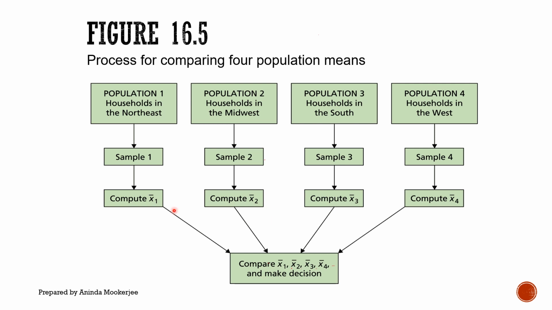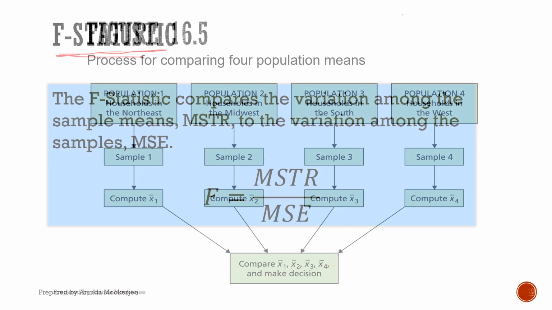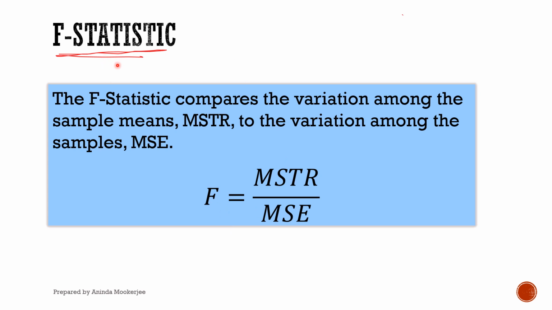And as you may have noticed, it's very similar to what we did in chapter 10, but chapter 10 was only about 2 populations. In this case, we have more than 2 populations. It's 4 populations for this particular example. We will now talk about the F statistic, the formula that we will use to find an F value. Previously, you learned the formula for the Z value.